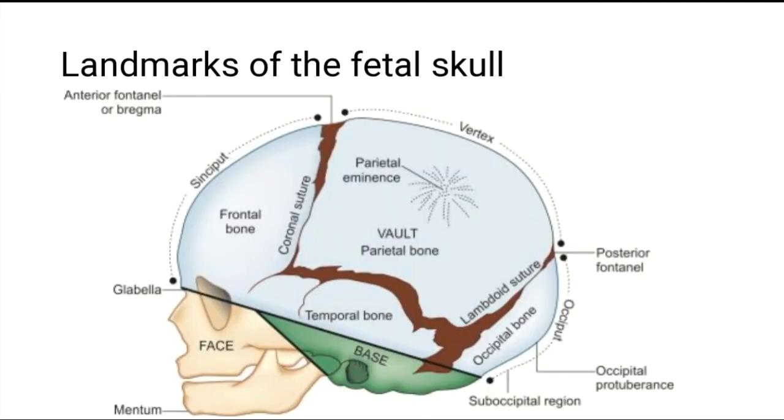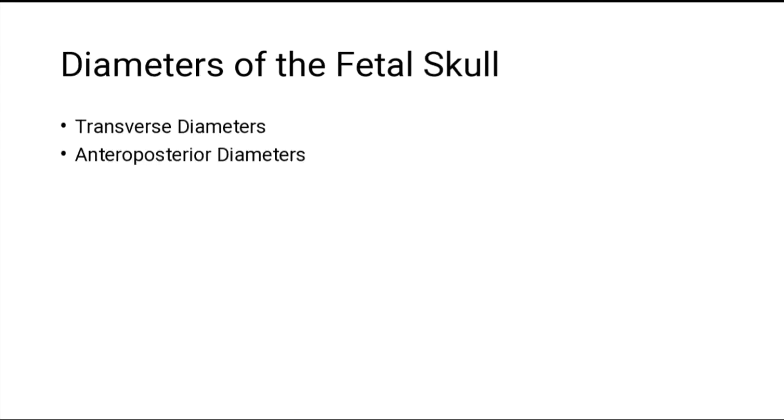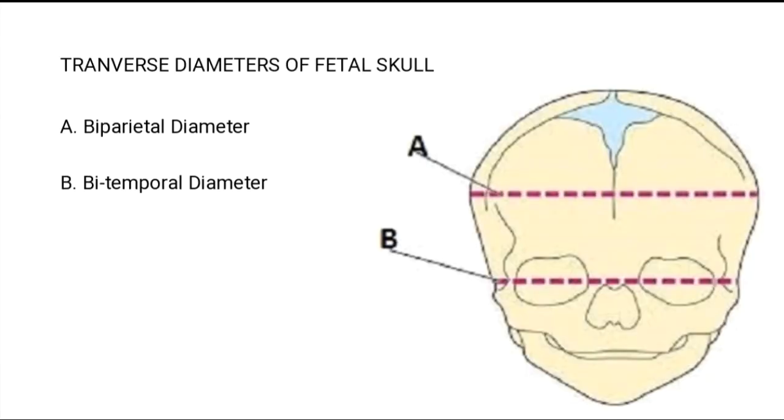The landmarks of the fetal skull are seen in the picture: mentum, glabella, sinciput, anterior fontanel or bregma, vertex, posterior fontanel or lambda, occipital protuberance and suboccipital region. These landmarks are the points with which we measure the diameters of fetal skull. There are transverse diameters and anterior-posterior diameters of the fetal skull. The 2 main transverse diameters are biparietal diameter and bitemporal diameter.